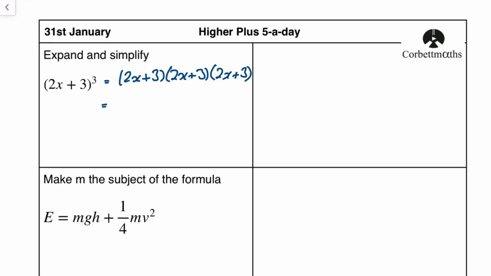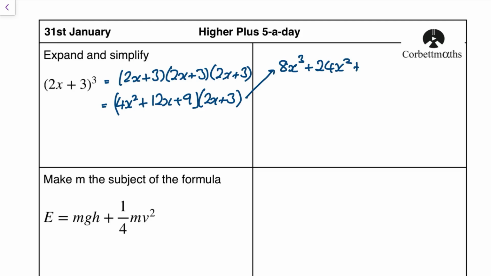So I'm going to expand the first two brackets, which is going to give me 4x squared plus 3 times 2 is 6, and double it is 12x, and 3 times 3 is 9, and we multiply all that by 2x plus 3. Now, for space reasons, I'm going to continue up here. So I'm going to multiply everything by 2x, so that's going to give me 8x cubed plus 24x squared plus 18x. Then multiply everything by 3, so that's going to give me 12x squared plus 3 times 12 is 36x, and 3 times 9 is 27.